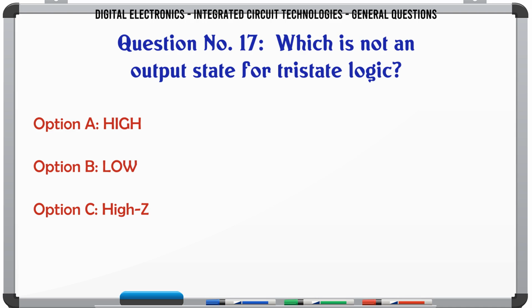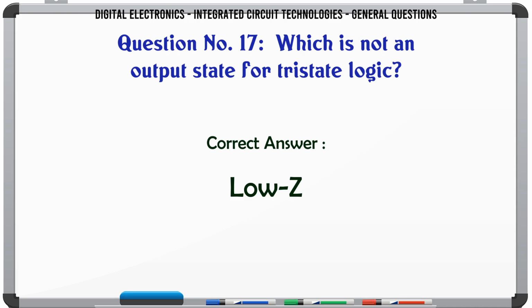Which is not an output state for tristate logic? A, high. B, low. C, high Z. D, low Z. The correct answer is low Z.